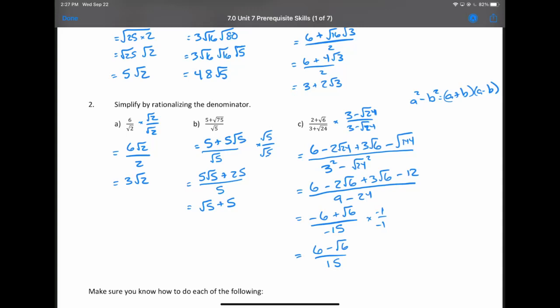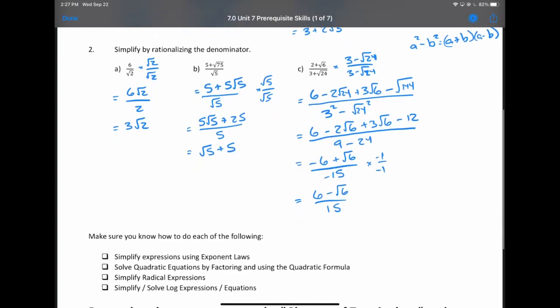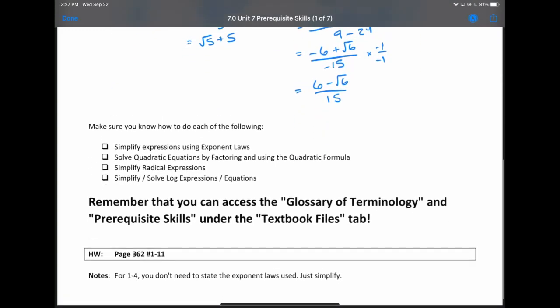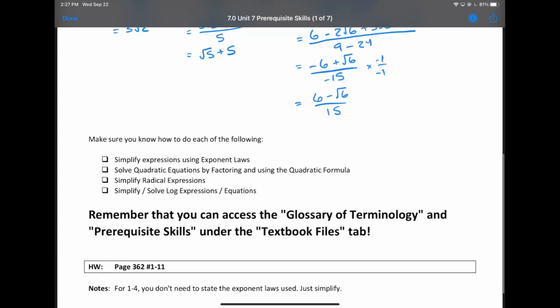Okay, that's it for the radical skills that I wanted you to kind of remember. There are a few other skills at the bottom there, things like simplifying expressions using exponent laws, but you've been using exponent laws since grade 9. Solving quadratics by factoring and using the quadratic formula, you've been doing that since grade 10. Simplifying radical expressions we just did, and simplifying and solving log expressions and equations is something that we pretty much just finished doing last unit.